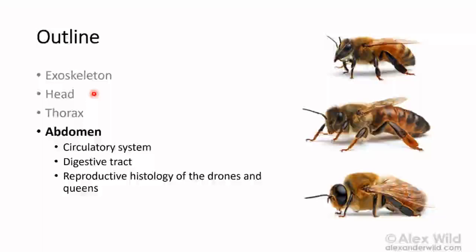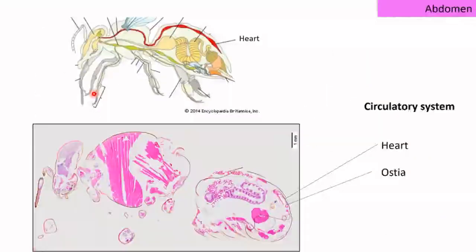And moving on to the abdomen. Now, the abdomen houses several organ systems, and we'll start with the circulatory system. Unlike the mammals, the bees do not need blood to deliver their oxygen because they have their air sacs, but they do need hemolymph to deliver nutrients from one part of the body to another, but also to redistribute pressure between the different cavities of the body.